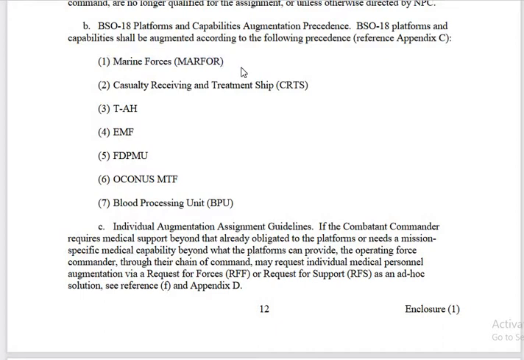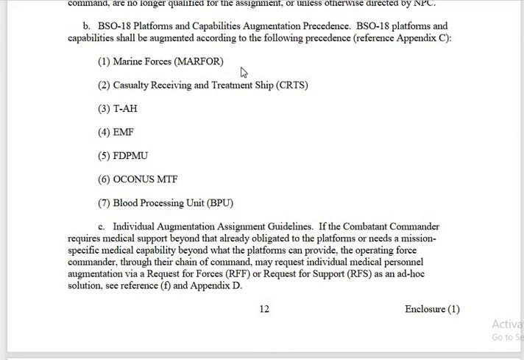So if you think Marine Force is number one, I like to think about it from all the FMF guys, that they're all about the Marines, being with the Marines. Green side's the bomb, met a few of them. And that's kind of what sticks to me. Marine Corps number one. Marine Forces, MARFOR, number one. Number two, Casualty Receiving and Treatment Ship, so the CRTS. TAH, which is hospital ship.